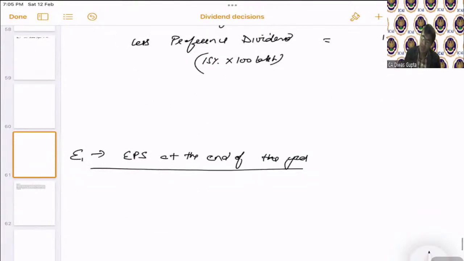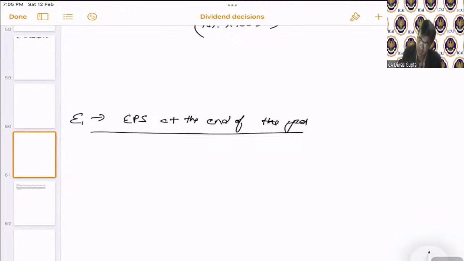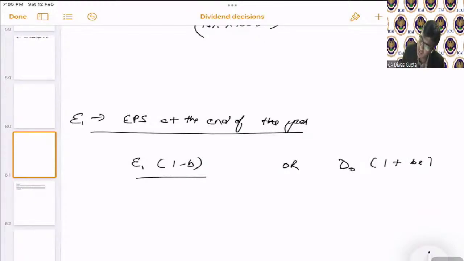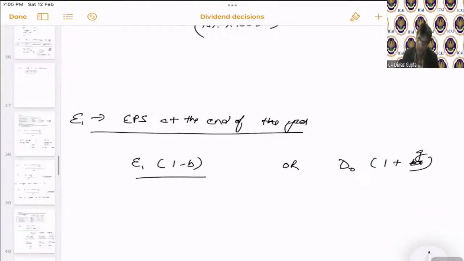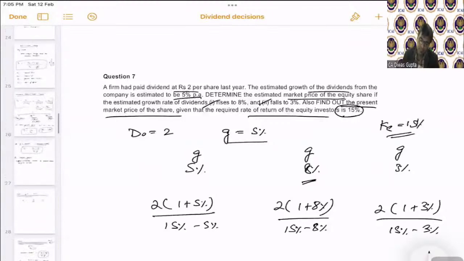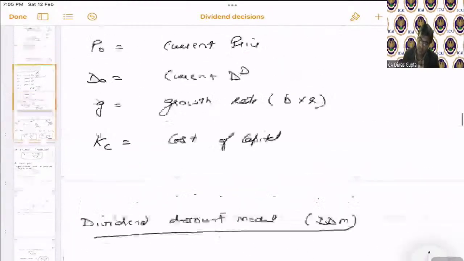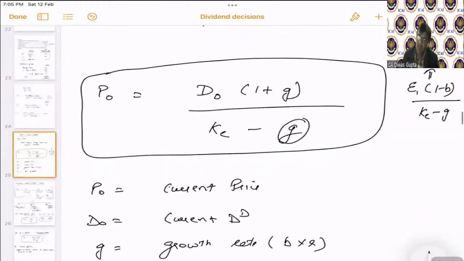Because, Mancha, you would remember we have done the Gordon formulas in two ways. One is either use E1 into 1 minus B, right? Or use D0 into 1 plus BR, which is nothing but the growth rate, 1 plus G. This is the second formula that we have studied. Shall I go back and show you? Just a second.